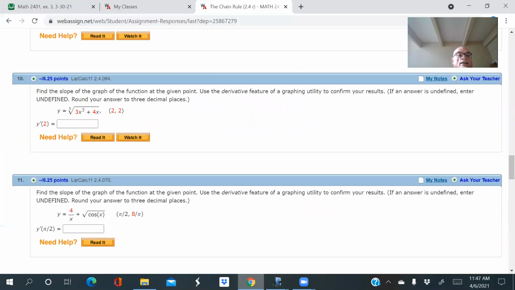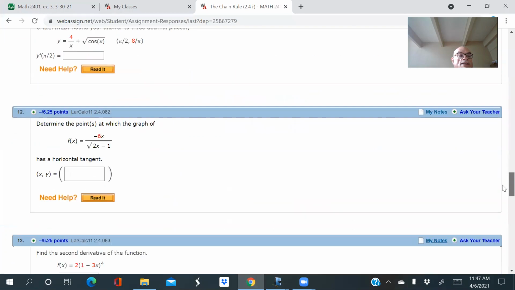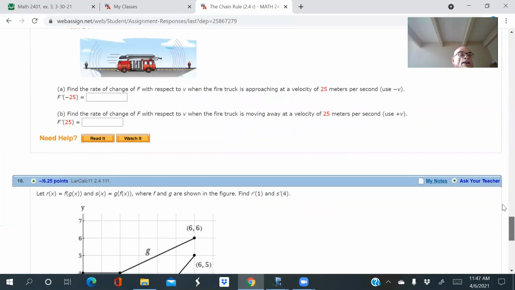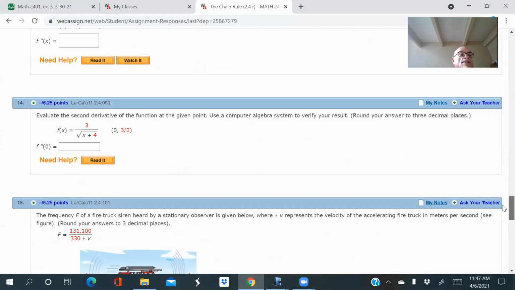Let's look at the next problem, 14. Is that the last problem? Not quite, but close.